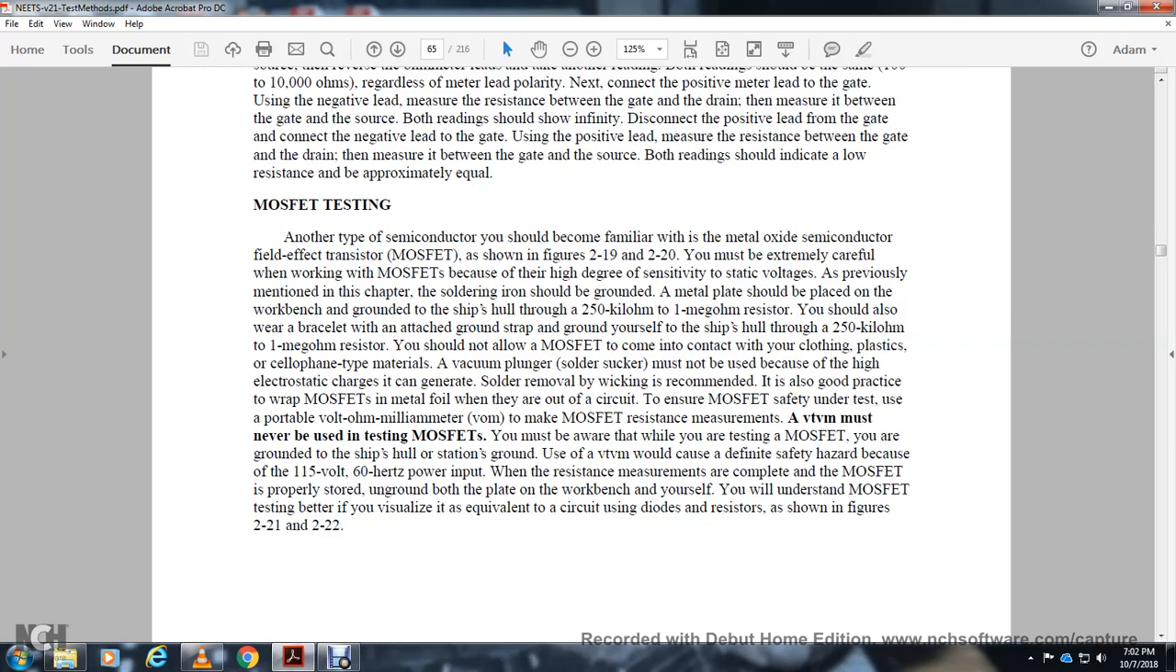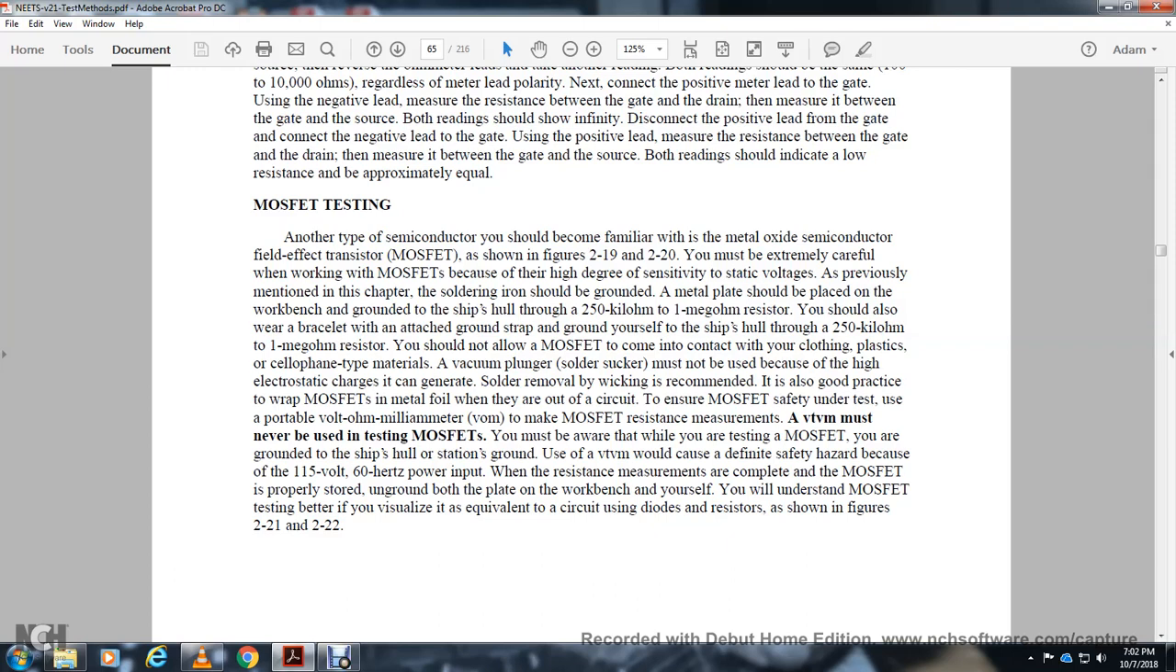To ensure the MOSFET's safety under test, use a portable milliammeter for the low-power MOSFET resistance measurement. The voltage transistor tester, or vacuum tube voltmeter, must never be used to test a metal oxide semiconductor field effect transistor.